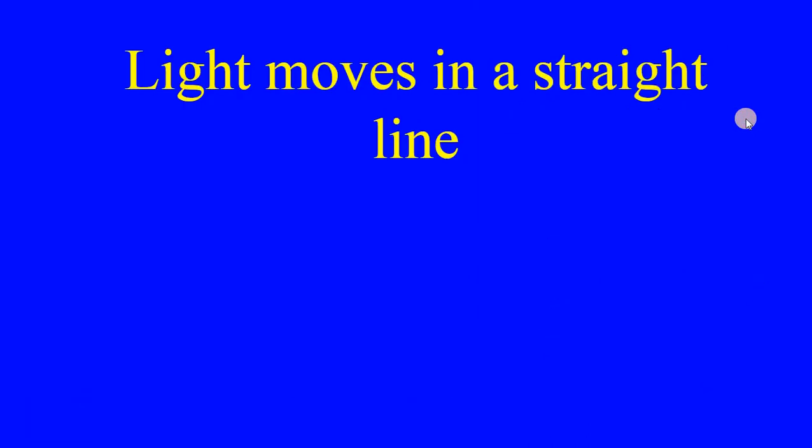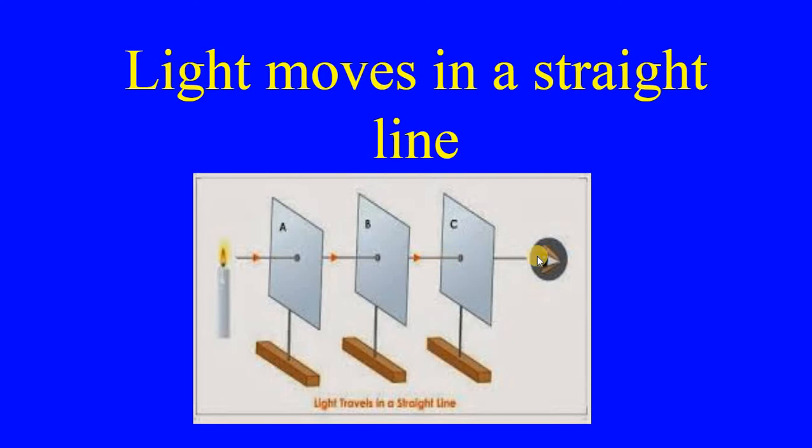So light moves in a straight line unless you have some of the situations that we're going to discuss right now. If you put a candle and you put little holes on these, just like so, you'll see that the light will travel straight through these holes and into your eyes. It does not move around. It goes straight as an arrow. Light travels in a straight line. That's what you have to focus on right now.